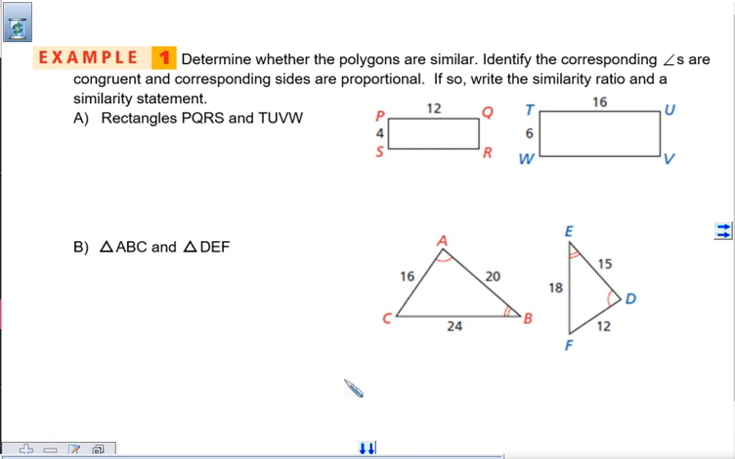Next up, we want to determine whether the polygons are similar. Then identify the corresponding angles are congruent and corresponding sides are proportional. If they are, we want to write a similarity ratio and a similarity statement. So the first one, we have 2 rectangles. What do we know about the angles in all of the rectangles? They are 90 degrees. So I'm not going to list out which angles are congruent to which other angles. I'm just going to write that all of our angles are congruent because they're all right angles.